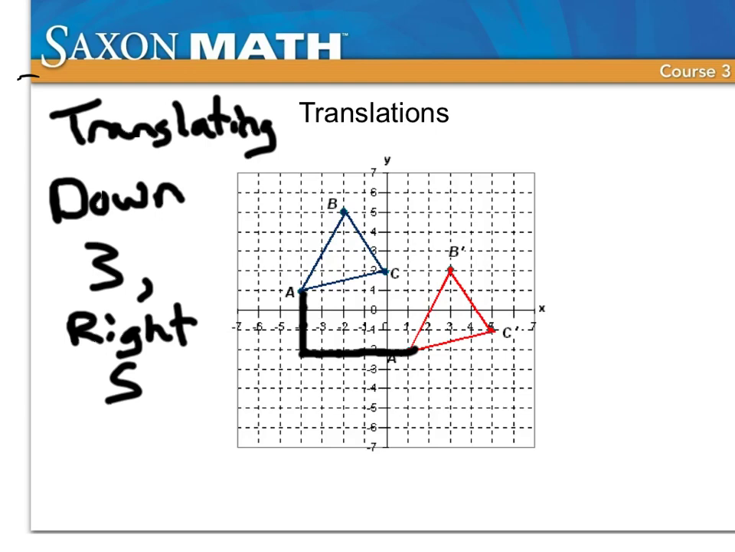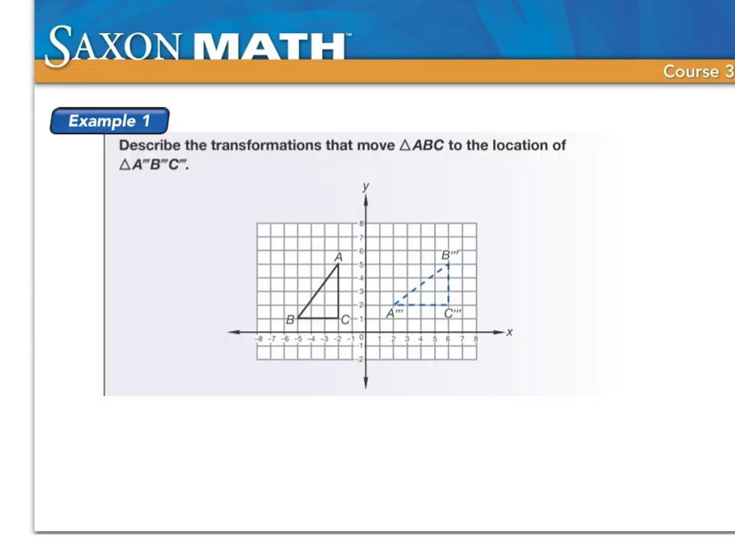Doesn't change. Alright, now let's take a look at these all three kind of together. So here's an example where we have to be able to put these things all together. It says describe the transformations that move triangle ABC to the location of triangle A triple prime, B triple prime, C triple prime. What the primes tell you, there's 3 of them. That tells you we're going to have to do 3 moves. Okay, 3 transformations to get from here to here.